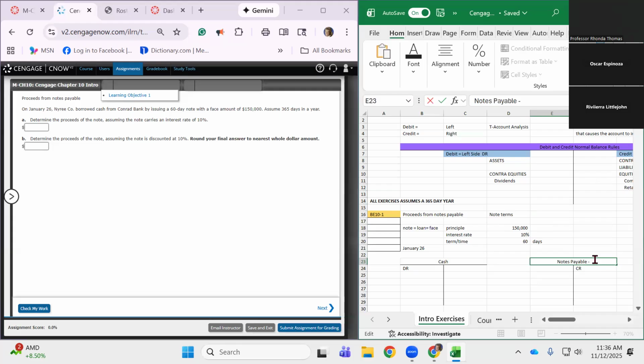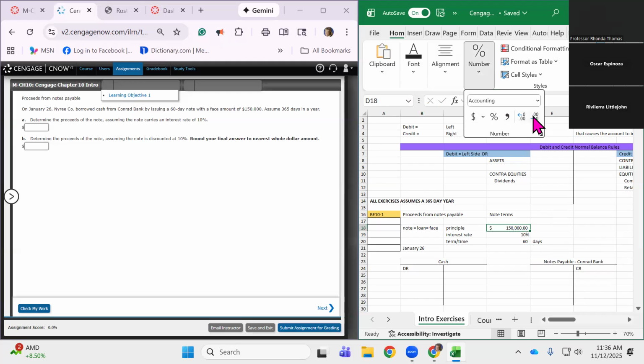By the way, this notes payable is going to be to the Conrad Bank. Now, I don't know if they're going to put that on. Oh, they're not even having us do the entry, but if we were to make an account, the Conrad Bank would be on this note payable, so we don't pay somebody we didn't mean to.